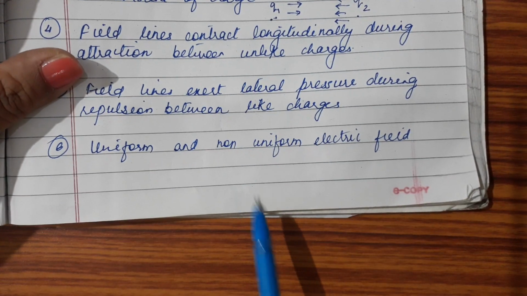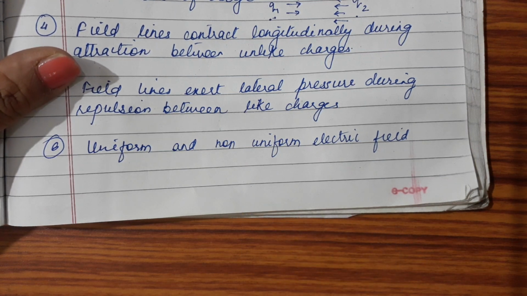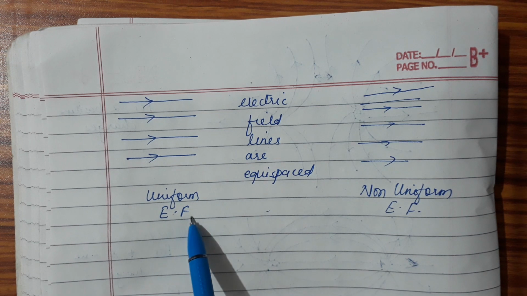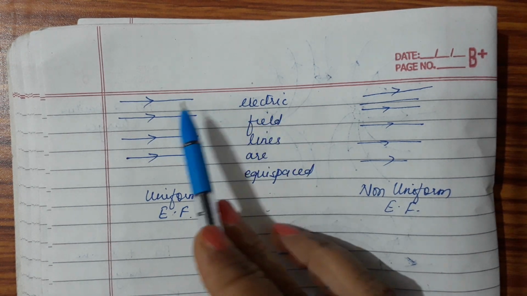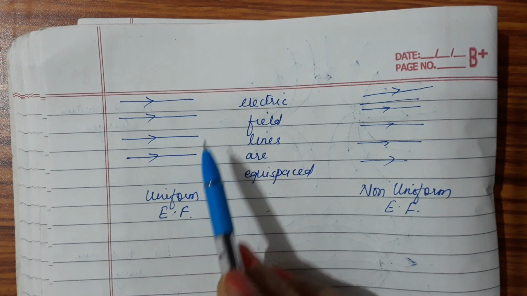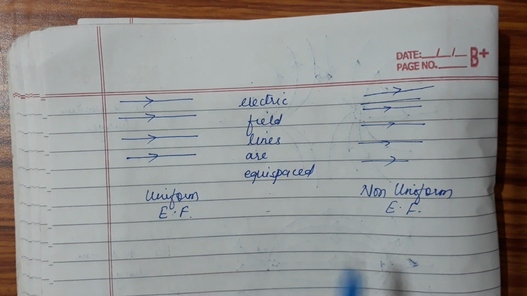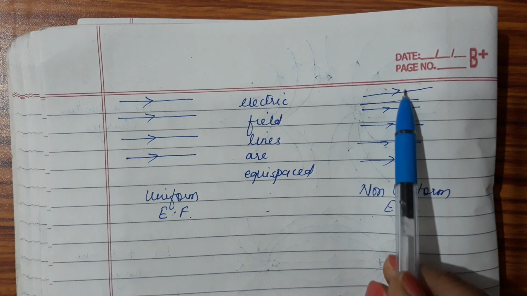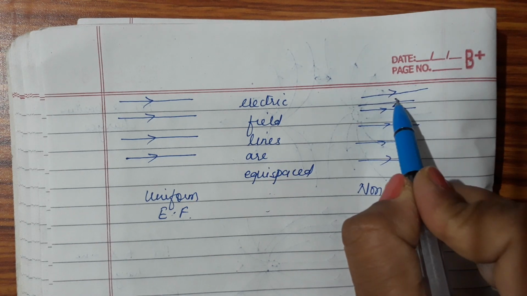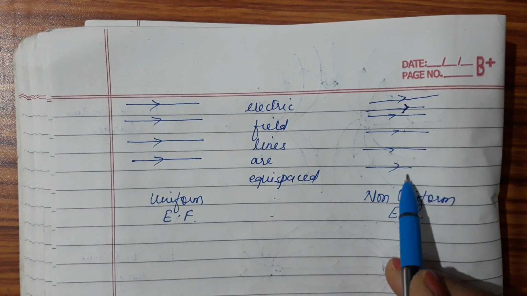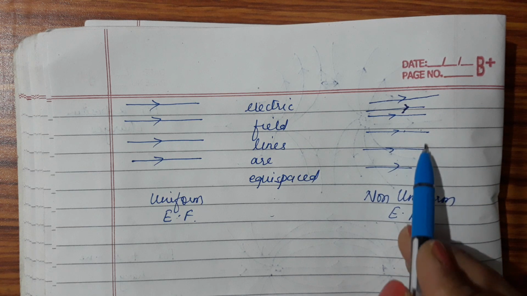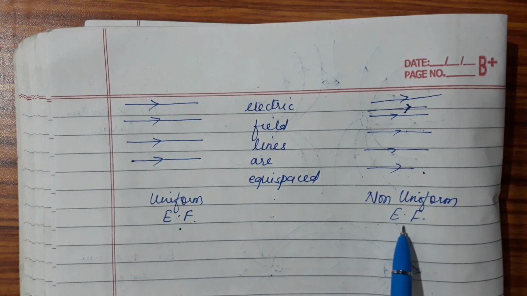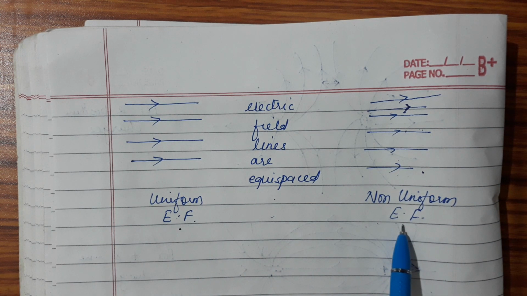Next are uniform and non-uniform electric fields. Uniform electric field lines are equispaced. Here you can see these lines are equispaced, whereas non-uniform electric field lines are not equispaced. Here you can see the electric field lines are close to each other, and here they have different spaces between them. So a uniform electric field is equispaced and a non-uniform electric field is not equispaced.